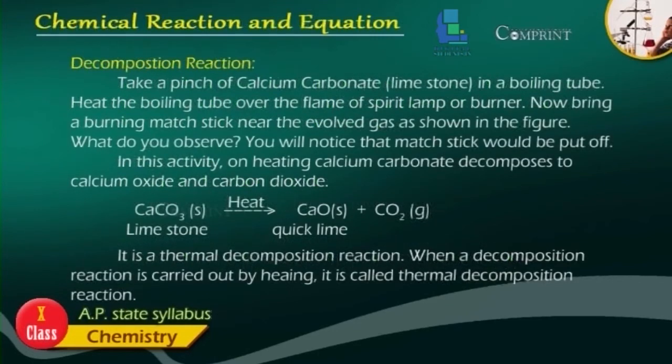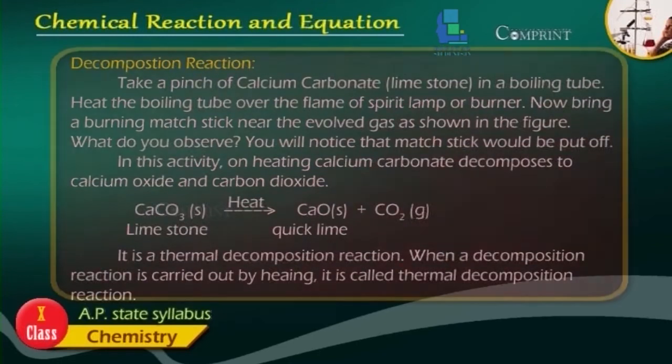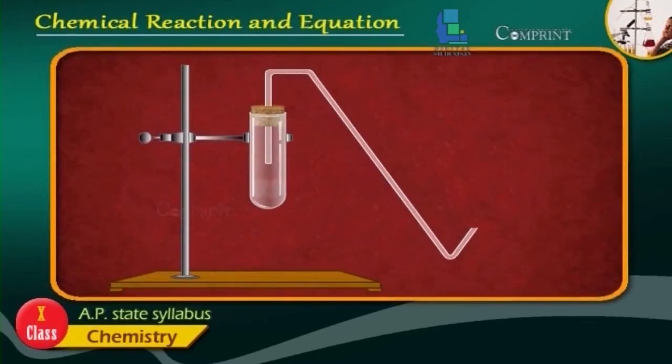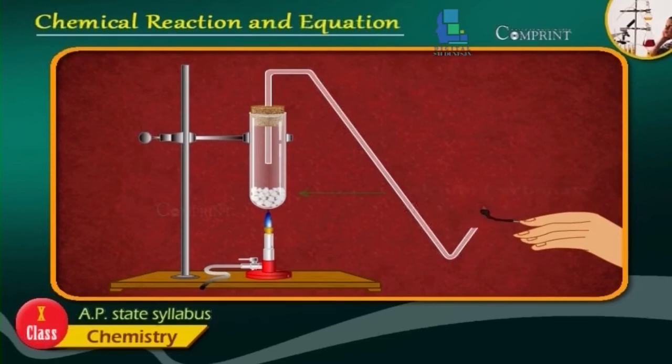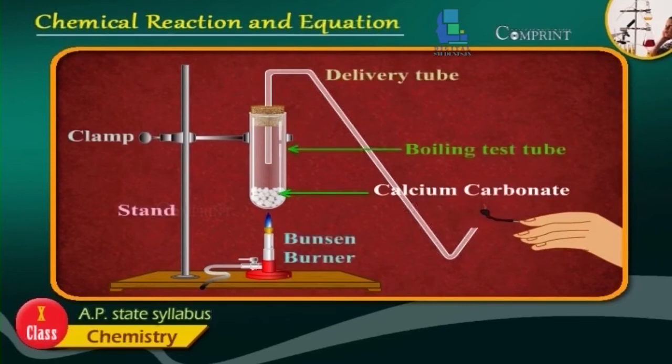Decomposition reaction. Take a pinch of calcium carbonate in a boiling tube. Heat the boiling tube over the flame of a spirit lamp or burner. Now, bring a burning matchstick near the evolved gas as shown in the figure. What do you observe? You will notice that the matchstick is put off. In this activity, on heating, calcium carbonate decomposes to calcium oxide and carbon dioxide.